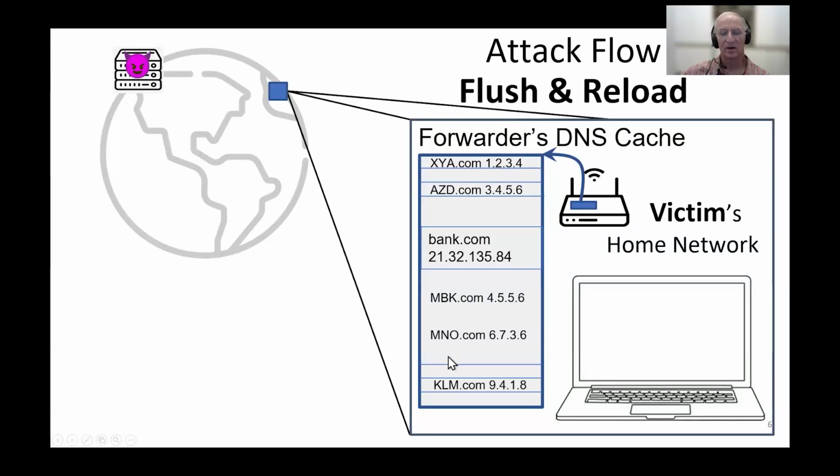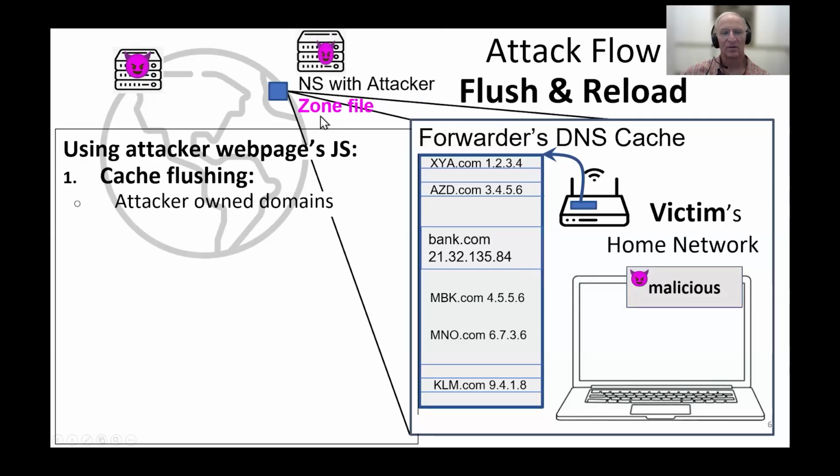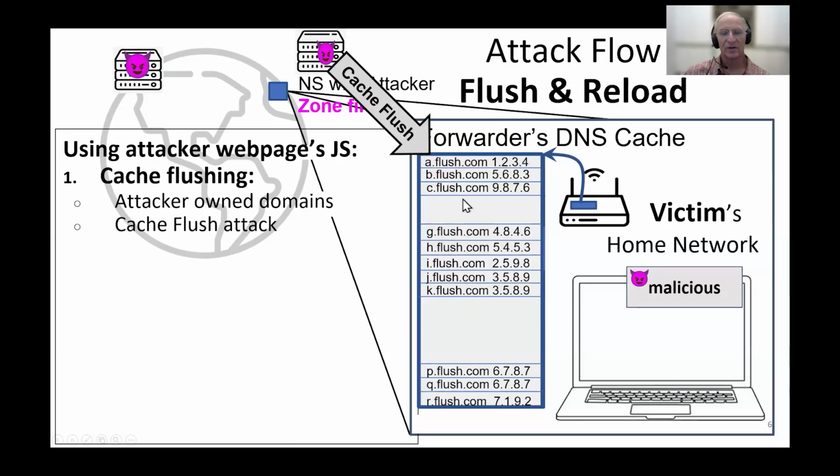Initially, the forwarder cache has all kinds of domains in it. The first thing, the victim is tricked to visit a malicious website with a JavaScript. Next, the attacker owns a zone file installed on some authoritative server on the internet and uses this malicious zone file to flush the DNS forwarder cache, filling it up with junky subdomains of flash.com, and removing all the previously existing domain records in the forwarder cache.